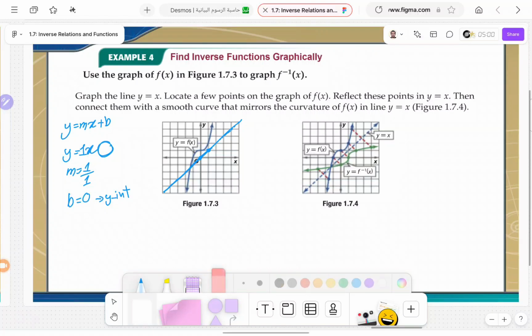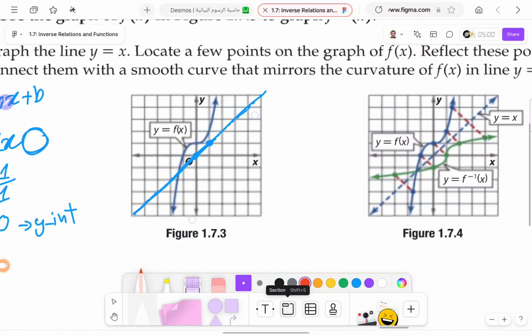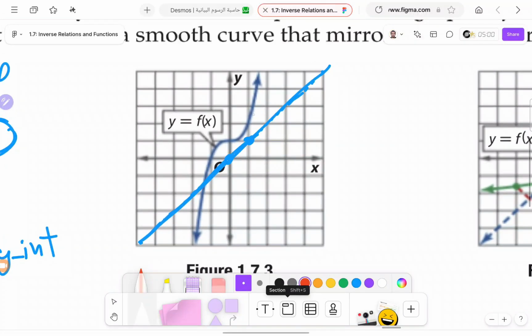The second step is to pick random points. Pick at least 4 points and let the points be clear to you. Don't pick points where you don't know the coordinates. Try to pick points whose coordinates you know. Here I know this coordinate: it should be (0, 1). And here it's (1, 2).